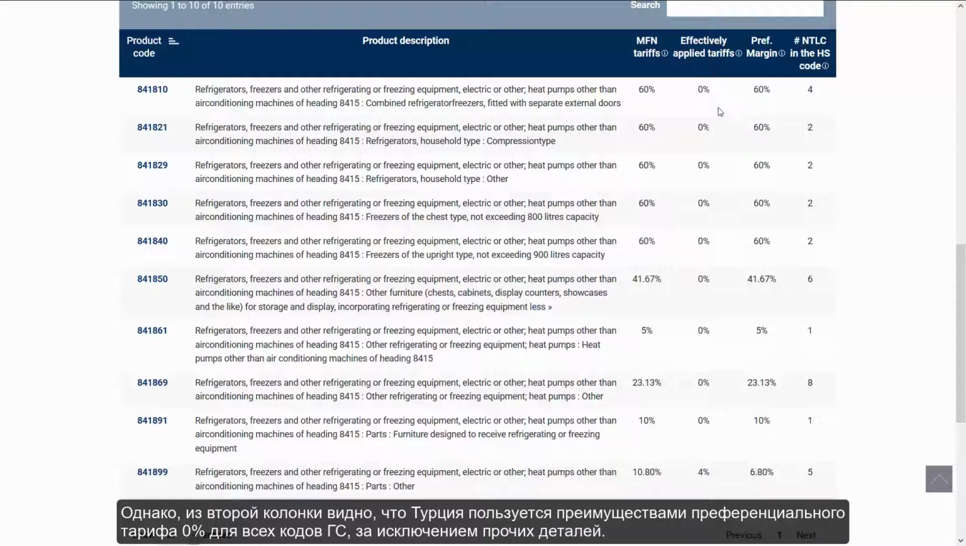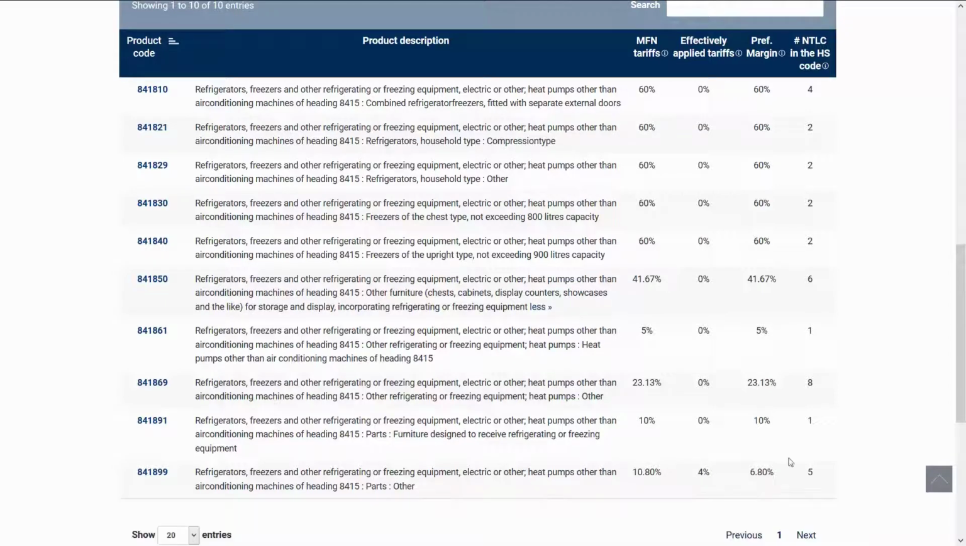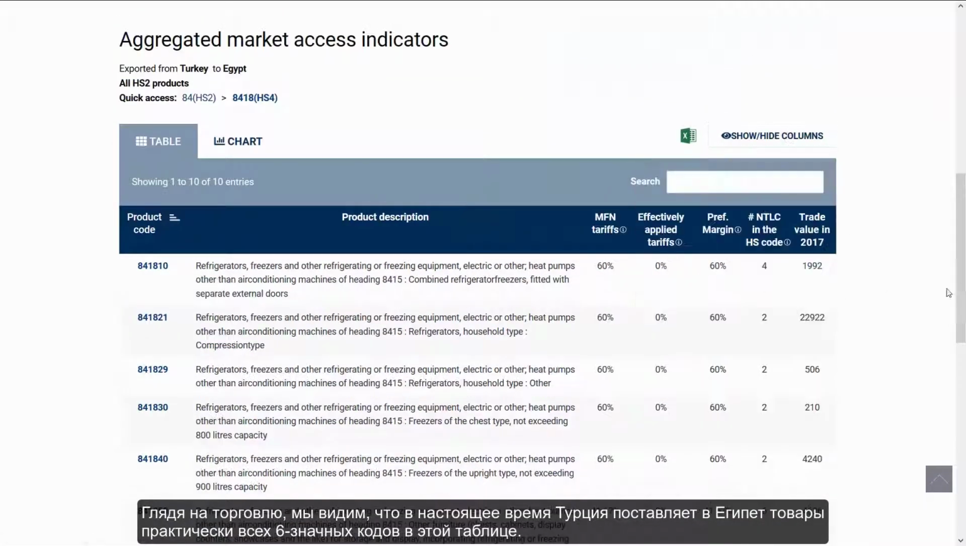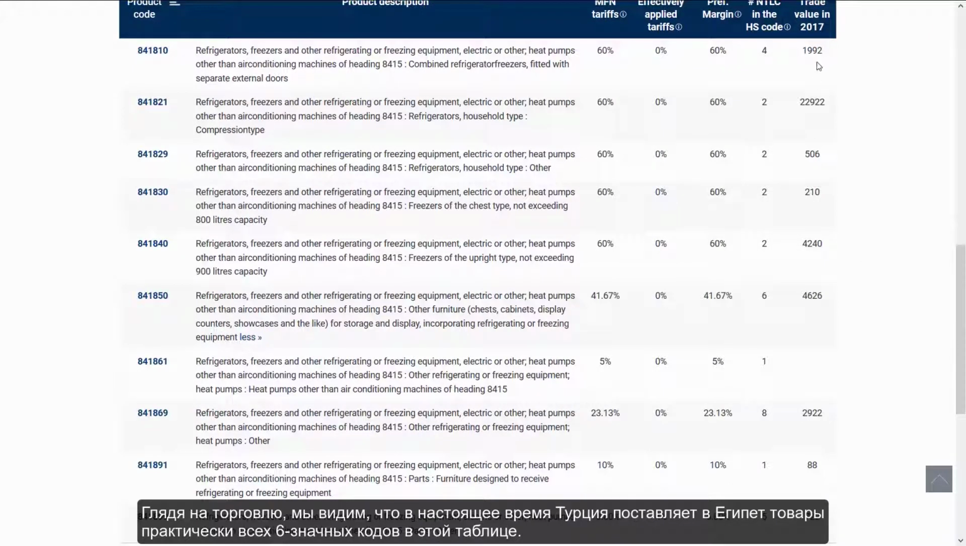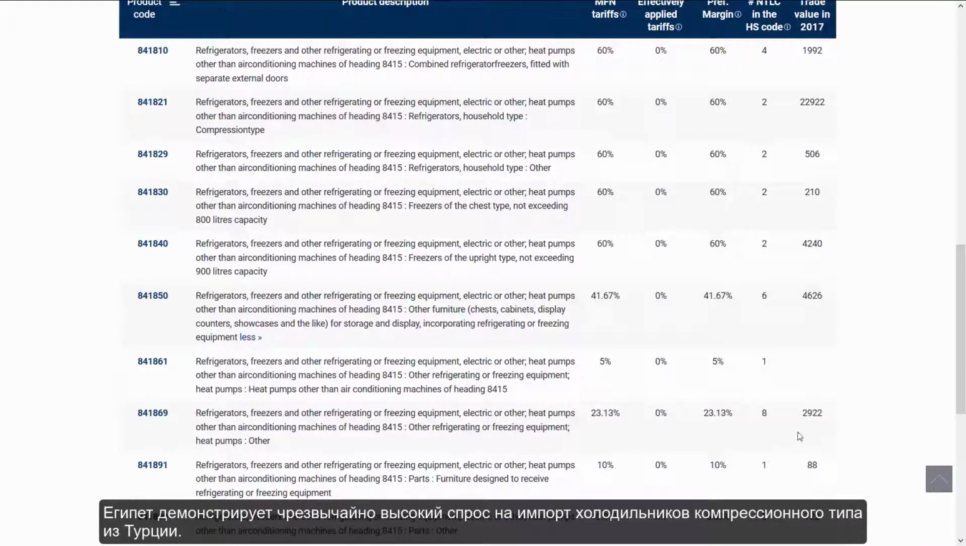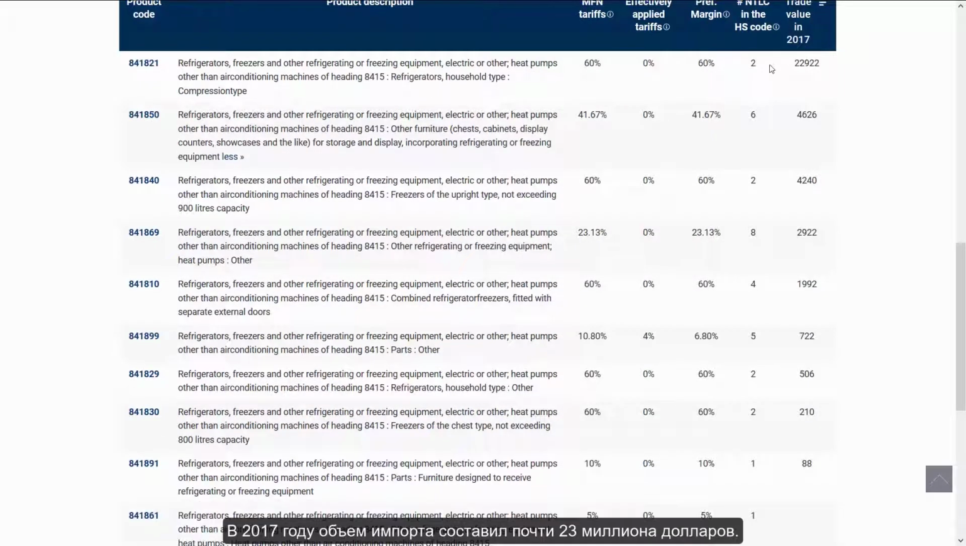However, from the second column we can see that Turkey benefits from a preferential tariff of 0% across all HS6 codes, with the only exception of other parts. Looking at trade, we see that Turkey currently supplies Egypt across almost all 6-digit codes in this table. Egypt shows a particularly high import demand for compression-type refrigerators from Turkey. The imports in 2017 amounted to almost $23 million.